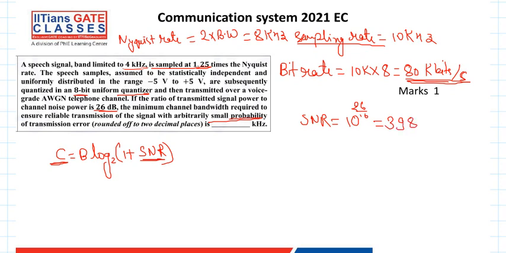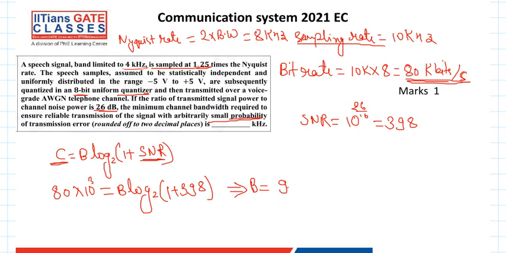So now let's put everything here and calculate the B. So C is 80 kilobits, which is 80 into 10 to the power 3, equal to B log 2 (1 plus 398). Okay, if you calculate all this, you will get the B. So B will come out to be 9.26 kilohertz. Okay, so the answer will be 9.26. So in this problem, it has combined the sampling theorem, the PCM concept as well as the channel capacity theorem. Okay, now let's go to the next problem.